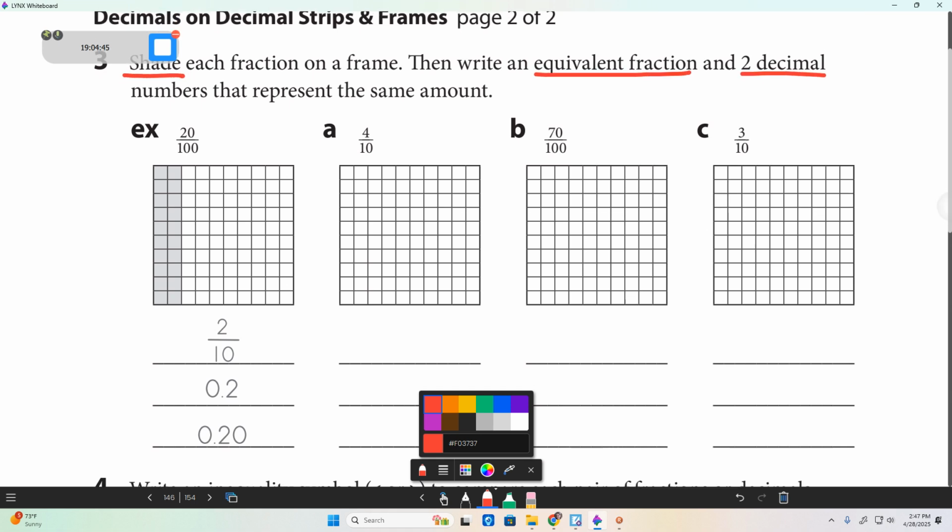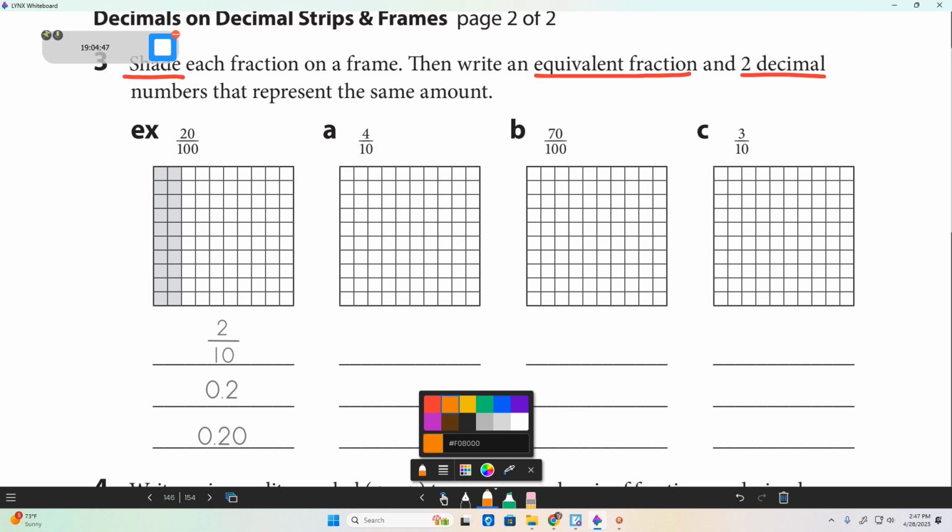All right, the first thing I'm going to do is shade 4/10. So 4/10 would be 4 strips, right? 4 out of the 10 strips. And I need to write an equivalent fraction. So 4/10 is the same as 40/100. See how I'm writing it differently from up above, right?